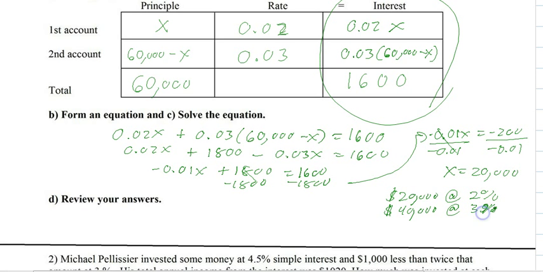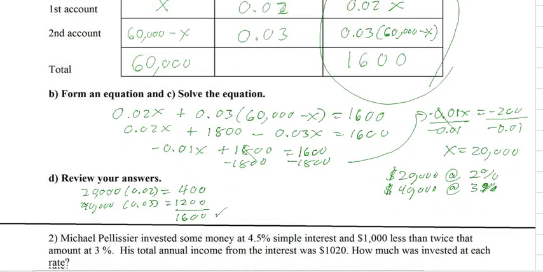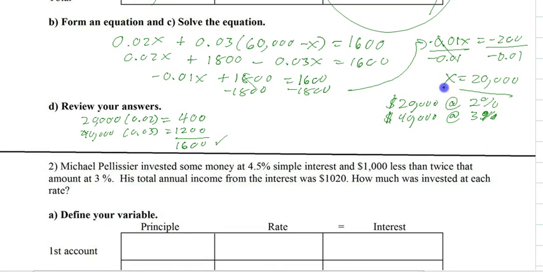And so here's how you check it. We already know we have a total investment of 60,000, so we just have to make sure our interest is supposed to be 1,600. So if we do the 20,000 times 0.02, we're now calculating our simple interest, that gives us 400. And we do the 40,000 times 0.03, that gives us 1,200 for a total of 1,600, and there it is. Alright, let's try another one. By the way, those are your answers.